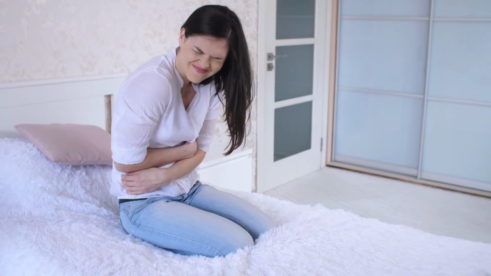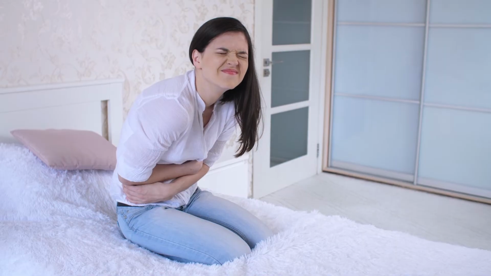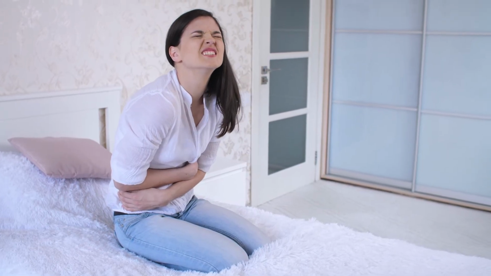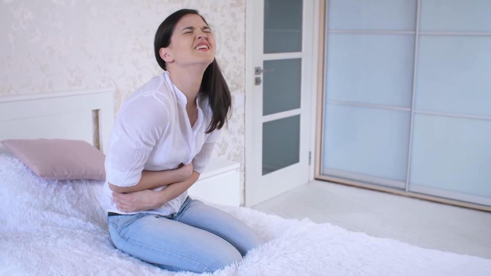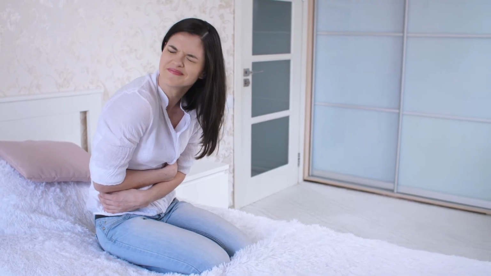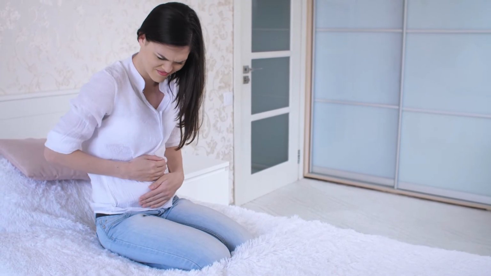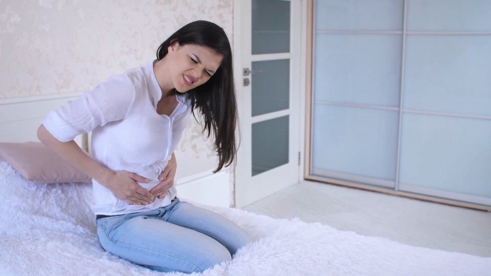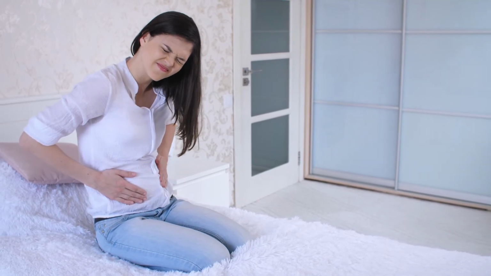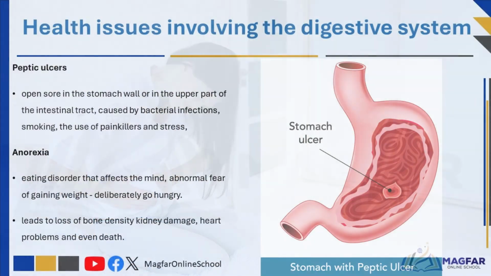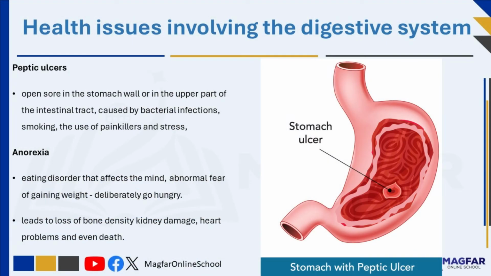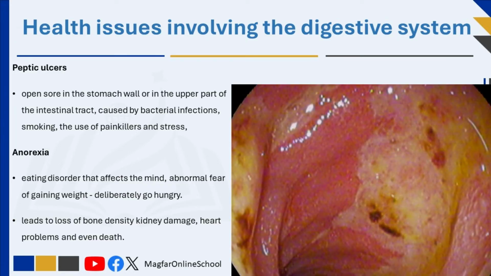The digestive system is essential for breaking down food and absorbing nutrients, but it can be affected by various health issues. Some common digestive disorders include peptic ulcers, anorexia, diarrhea, and cirrhosis of the liver. A peptic ulcer is an open sore that forms on the stomach wall or the upper part of the intestinal tract. These ulcers are primarily caused by bacterial infections.